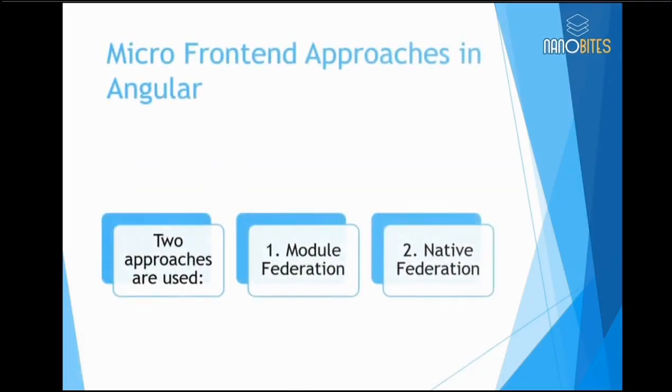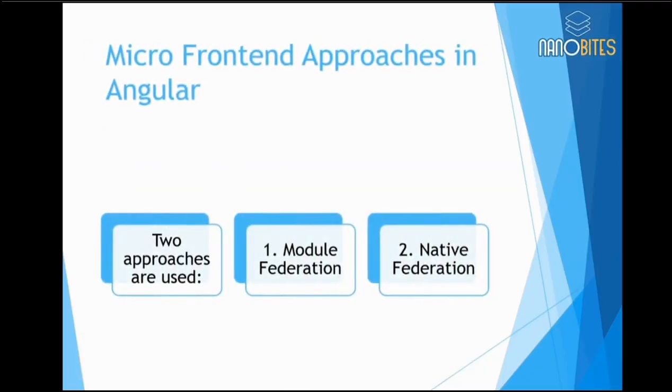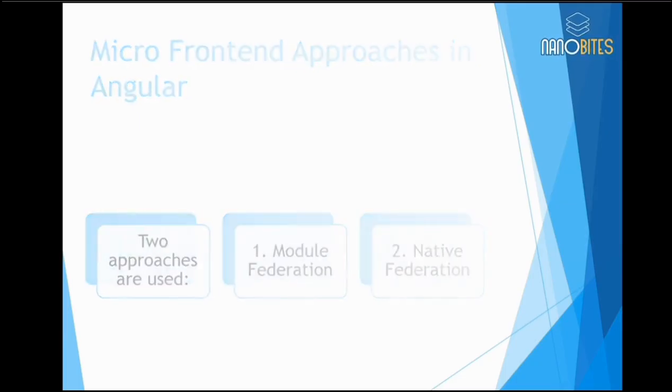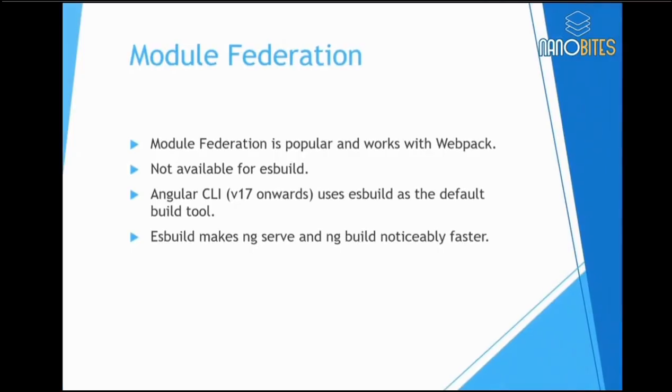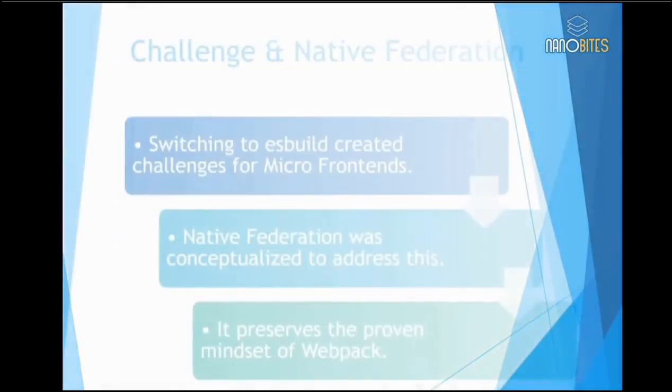For implementing micro frontend in our application, there are two approaches in Angular. First is module federation, and the second is native federation. But the popular module federation comes with Webpack and is not available for ES Build. The Angular CLI began incorporating ES Build as its default build tool, starting with Angular 17 onwards, and this new technique runs ng serve and ng build commands noticeably faster.